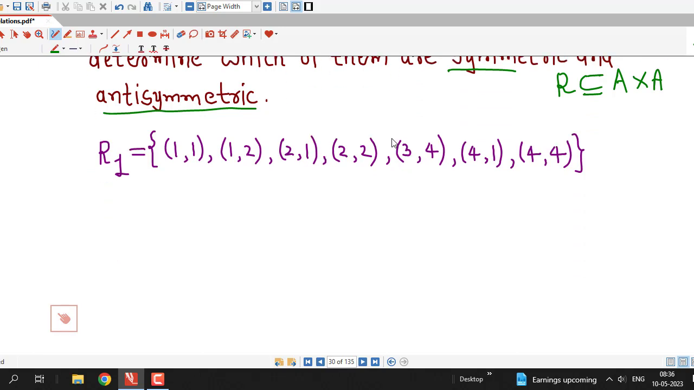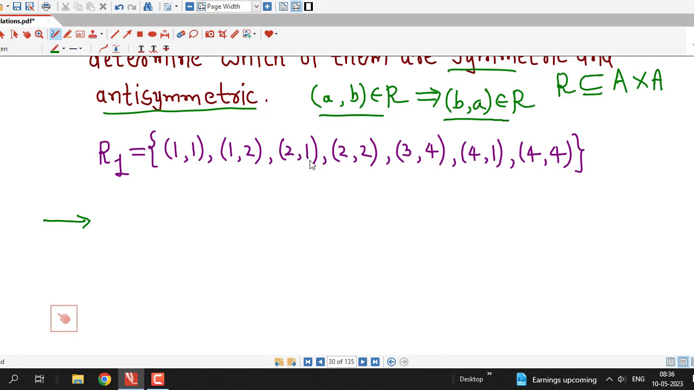So first we check for symmetry. For symmetry I have to check that if I have (A, B) belongs to R, then (B, A) belongs to R. If A and B are equal, this condition is automatically satisfied. So I don't have to check for (1, 1), (2, 2) and (4, 4). If we reverse the order here, we will get the same element, so that is present in your relation.